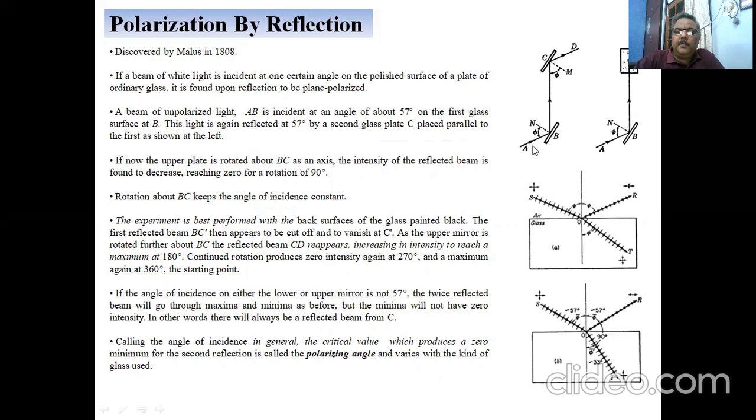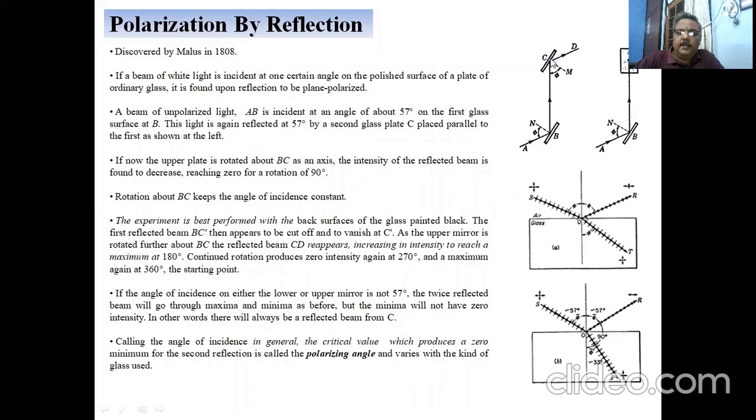See, if a beam of unpolarized light, AB, is incident at about an angle of 57 degrees on the first glass plate B, this is reflected again at an angle of 57 degrees and will be incident on the second glass plate, which will again reflect it at the same angle. And so in this way, we will have the output wave, which is quite parallel to the input one.